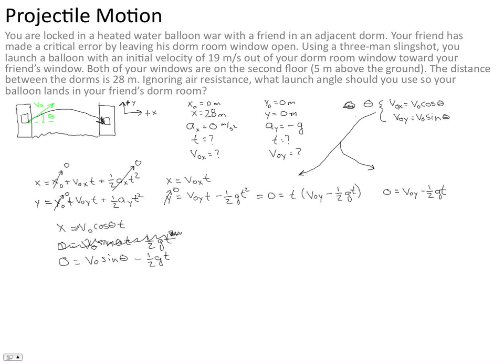a situation where we have two equations and two unknowns. The only two unknowns are theta and t. So we should be able to solve one of these equations for one of the unknowns, substitute that into the other equation, and solve for the other unknown. And it's only a question of now how do we want to proceed. I think the way that I want to proceed is I'm going to take this equation and solve it for t.